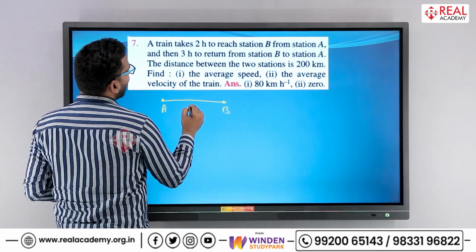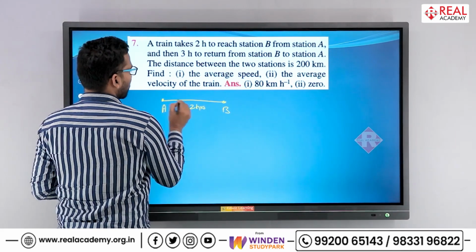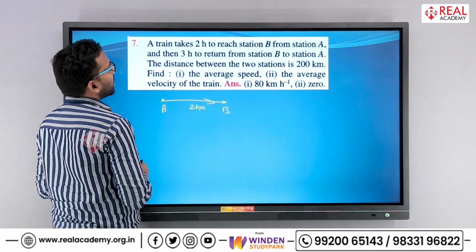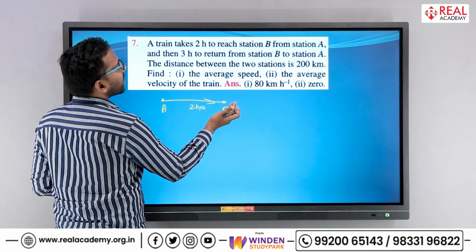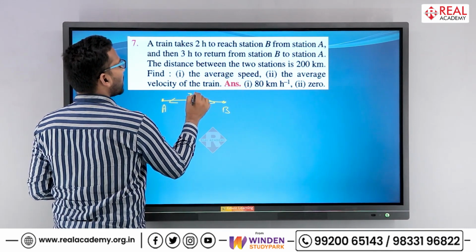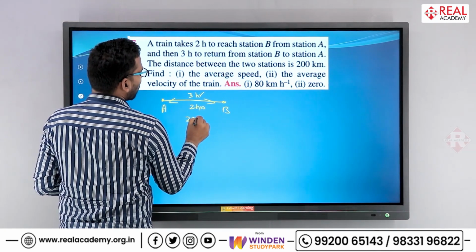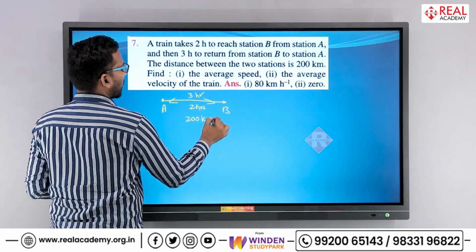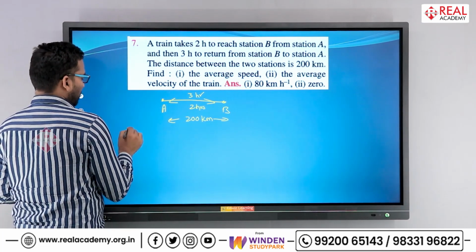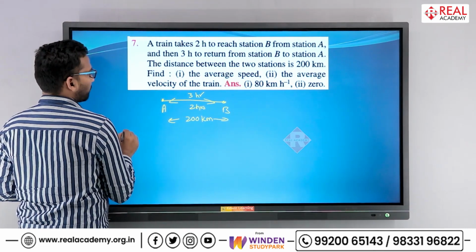A train takes 2 hours to reach from A to B को जाने के लिए 2 घंटे लग रहे हैं and then 3 hours to return from B to A. B to A को आने के लिए कितने घंटे लग रहे हैं? 3 hours. And the distance between them is 200 kilometer. They have asked us to find the average speed.